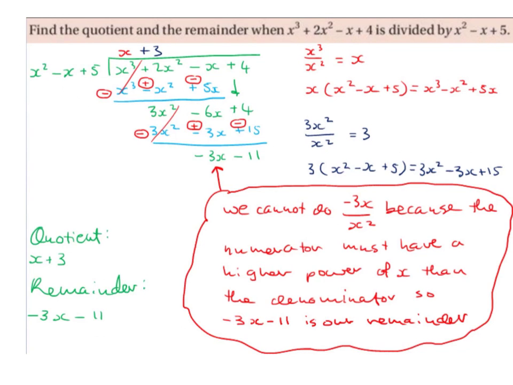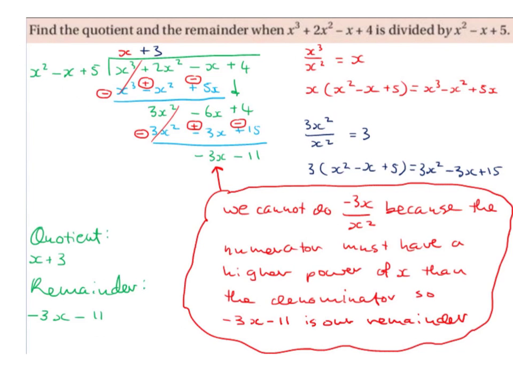I then multiply the x by what's outside the bus stop, and I get x cubed minus x squared plus 5x, which I write down over here. I then change the sign of each of the terms. They cancel. 2x squared plus 1x squared is 3x squared, minus 1x minus 5x is minus 6x. I bring down the 4.